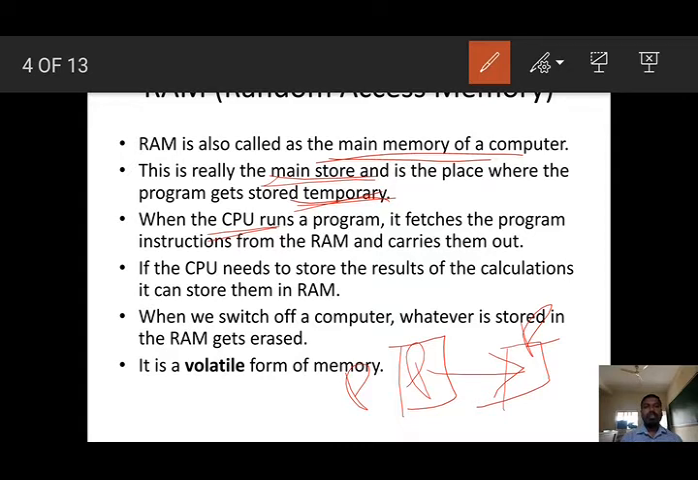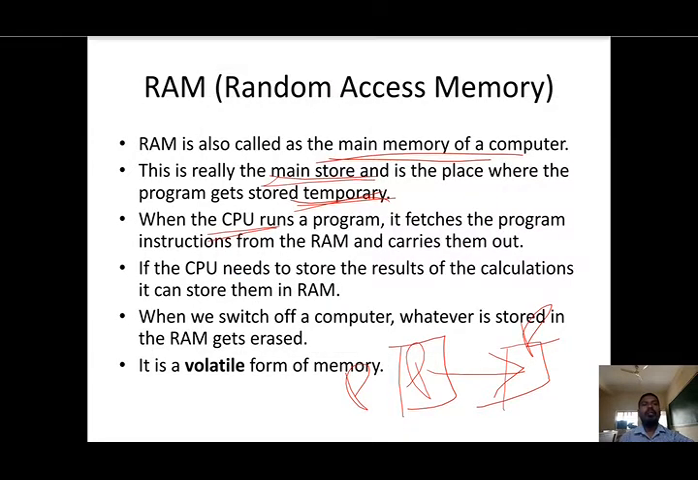When we switch off the computer, whatever is stored in RAM gets erased. So, it is a volatile form of memory. What is volatile? It means temporary memory. Temporary memory.